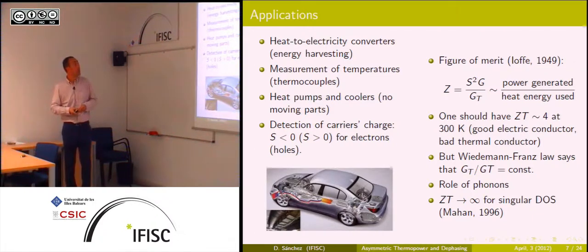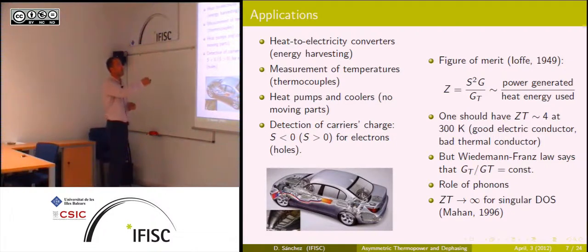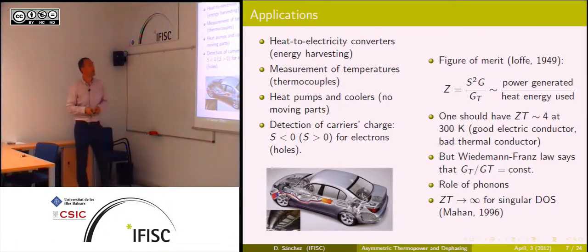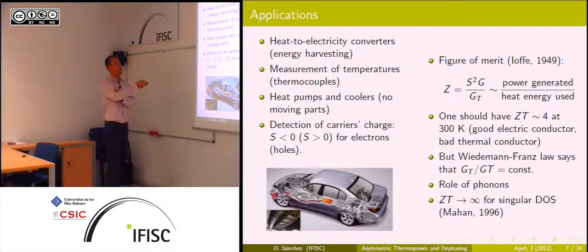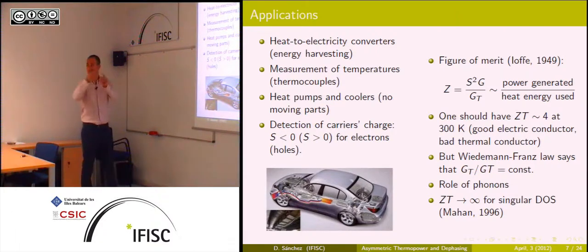Now, to measure the efficiency of these coolers or converters, there was a suggestion in the late 40s to quantify the efficiency, which is given by this figure of merit, called Z. And this is given by the square of the thermopower, the Seebeck coefficient, times the conductance divided by the thermal conductance. Now, remember that S is voltage divided by temperature.